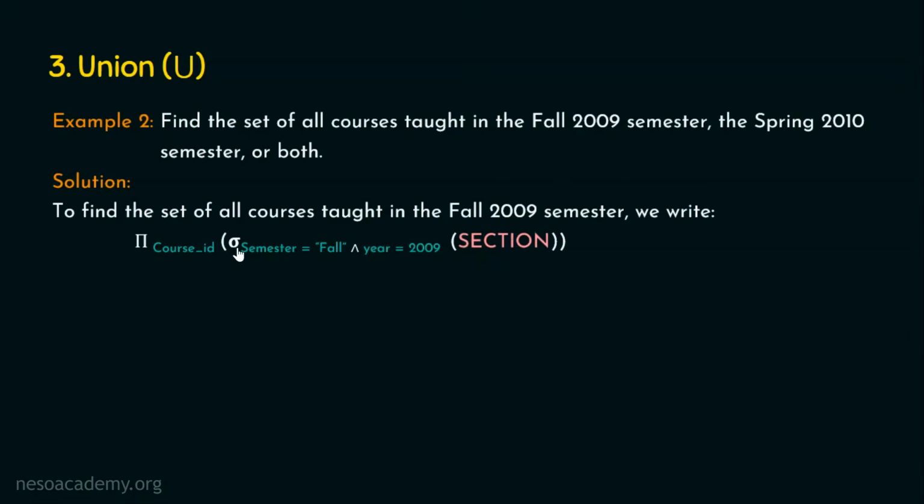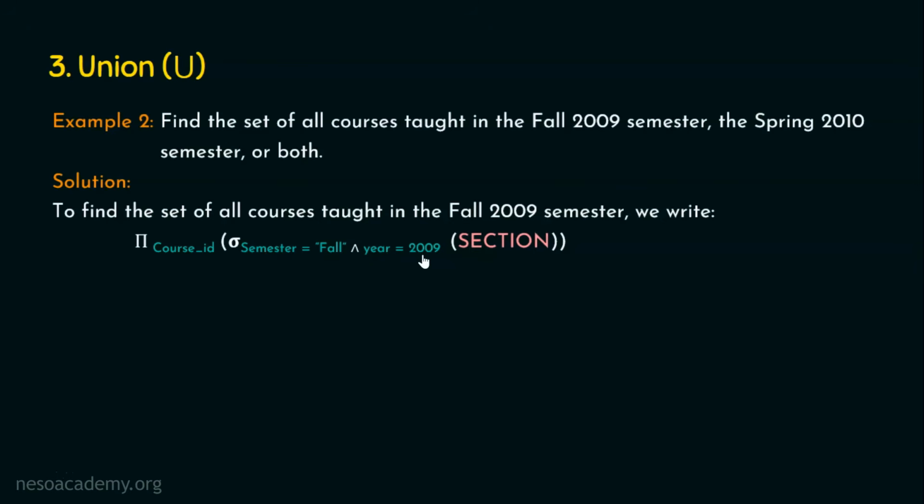So first I am retrieving all the tuples where the semester is fall, and giving an AND condition, because it is fall and the year 2009. I am selecting all the tuples where the semester is fall and the year is 2009 from the section relation. This will give all the tuples, and what do I need? Only the set of all courses, right? So I need the course ID. I am just projecting only course ID from this output temporary relation.